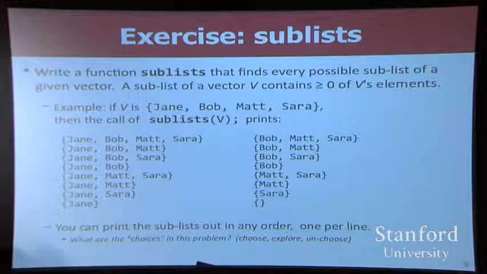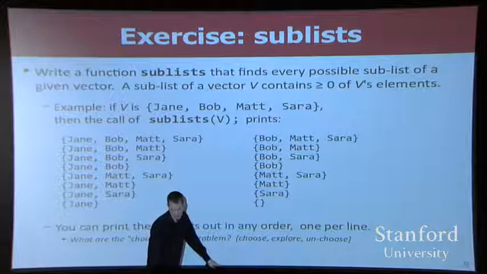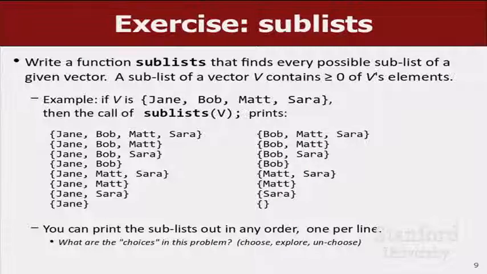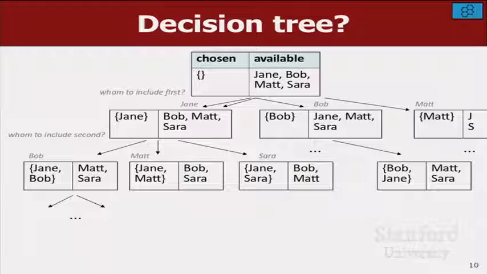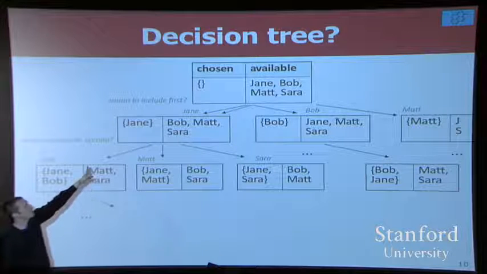OK? Now, if that's what I'm going to do, well, then here is a question. We're always thinking, what's the self-similarity? We're choosing, exploring, and unchoosing. What is the choice? What are we choosing? So here is a possible decision tree, call tree for this. So maybe what I'll do is available is all of the people. And I will try choosing Jane first.